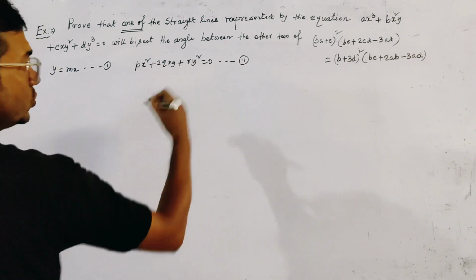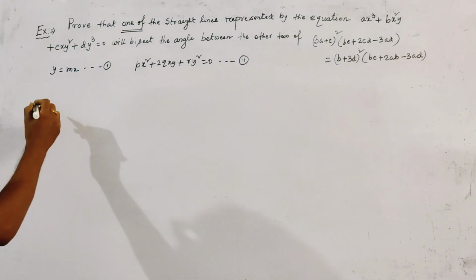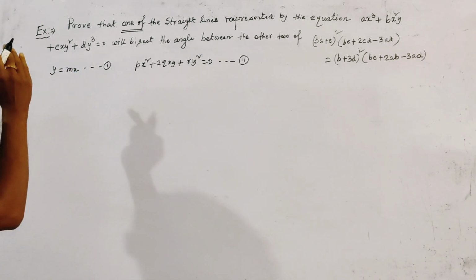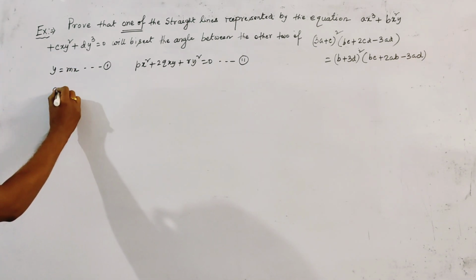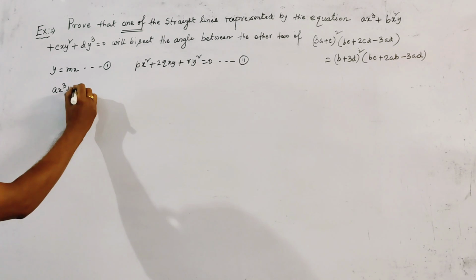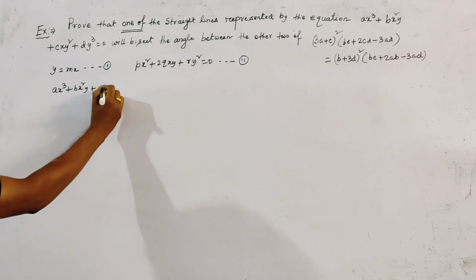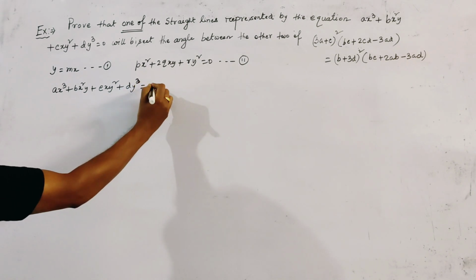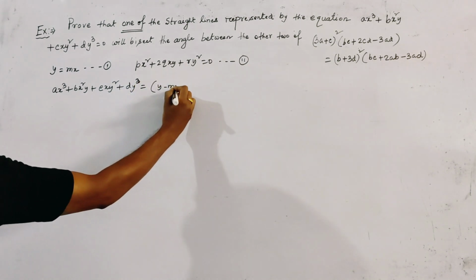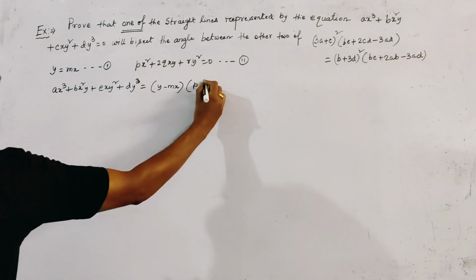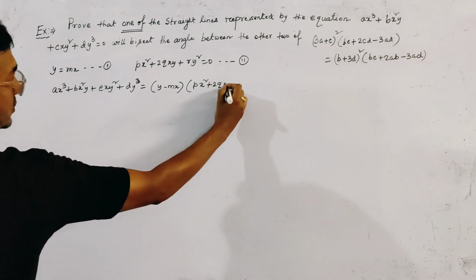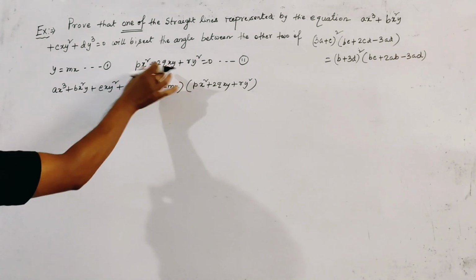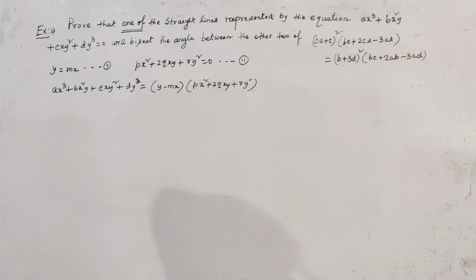Let it be 2. So we can write that the given third-degree polynomial, which is homogeneous in x and y, ax cube plus bx square y plus cxy square plus dy cube, can be written as (y minus mx) into (px square plus 2qxy plus ry square), because this into this is given by this.